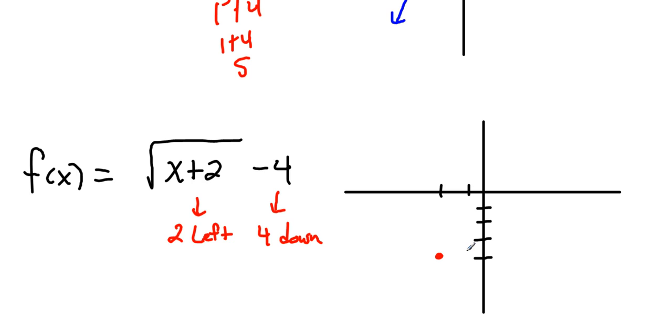Again, the only thing that's going to change, if we changed this out to make an absolute value, it'd still be the same thing. You'd go 2 left, down 4, and then just the basic shape of it for square root, it's basically half a graph. So it's going to take off and do something like that.